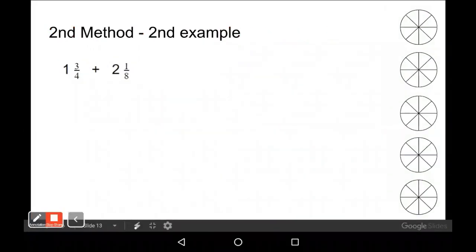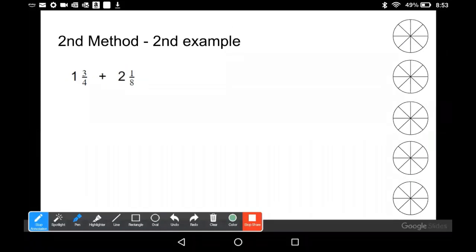Okay, same example I did before. 1 3/4 plus 2 1/8. So the difference here is we're going to convert this to an improper fraction first. Okay, so 1 3/4. So 1 means that I have 4/4. Where'd I get the fourths? Right here. Okay, so that means that I have a whole circle that's divided into 4s. So I have 4 out of 4 pieces plus 3/4 more, which gives me 7/4.